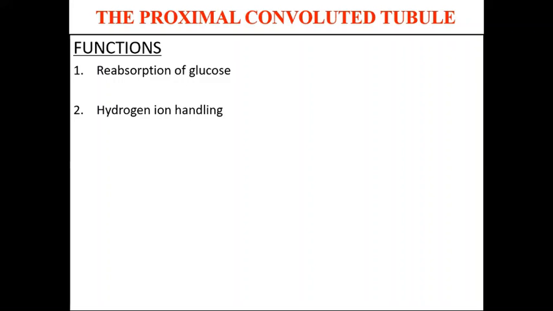A decrease in pH is called acidosis. So if the proximal convoluted tubule is removing or secreting a lot of these hydrogen ions, then the body will suffer from a condition called alkalosis. The pH will start increasing.